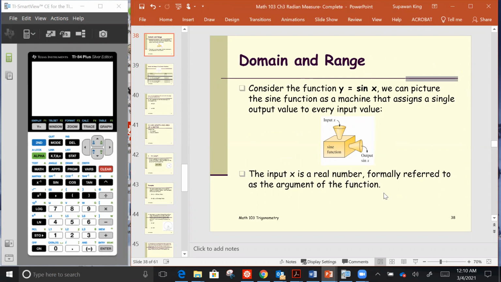Domain and range, consider the function y equals psi x. We can picture the psi function as a machine that assigns a single output value to every input value. The input x is a real number, formally referred to as the argument of the function.